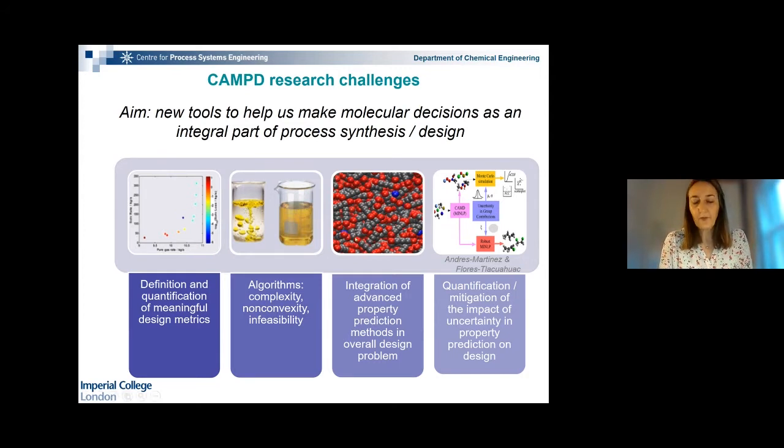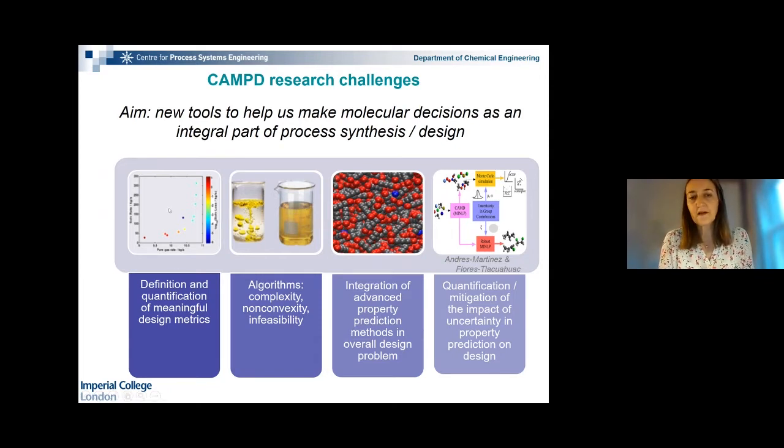We want to rest upon the significant advances that have been made in property prediction in recent years. So we want to use things like computational chemistry, molecular simulations, and so on if possible, but those are very expensive, and so that's challenging to integrate in a process flow sheet. And finally, we want to take into account the uncertainty that's inherent in our models and the effect that has on the solutions we are finding.